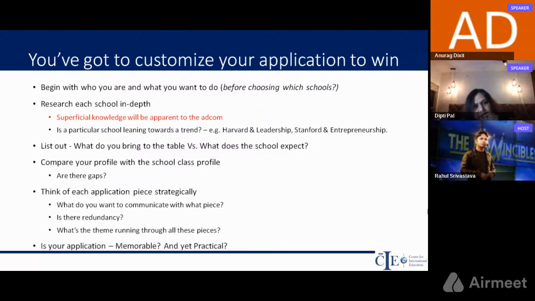So, to begin with, list out what you bring to the table versus what the school expects. You need to list down your achievements, your strengths, and the school's expectations in terms of academics, GRE and other test scores, and application timelines. Compare your profile and your target school's profile. If there are any gaps, start working on those gaps.